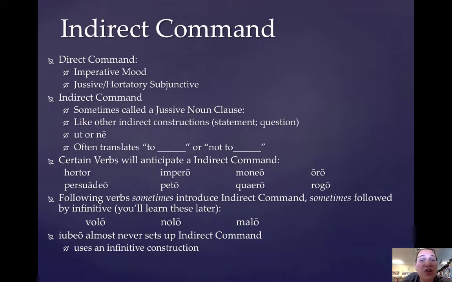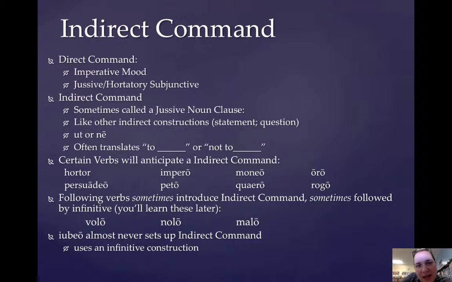Like ama, love your neighbor, or stand up, okay? You can also more gently give a command by using the jussive or the hortatory subjunctive. So, for example, amamus, let us love our neighbor. Okay, it's like a gentler command. Amet, may he or let him love his neighbor.